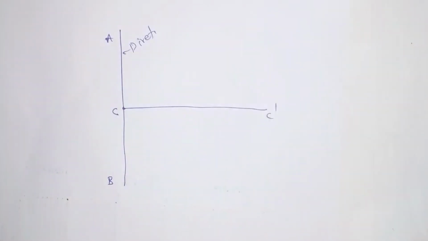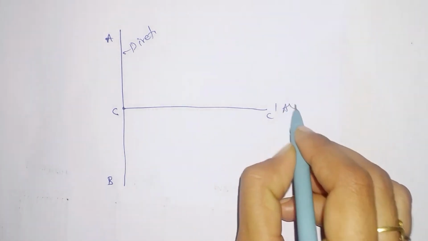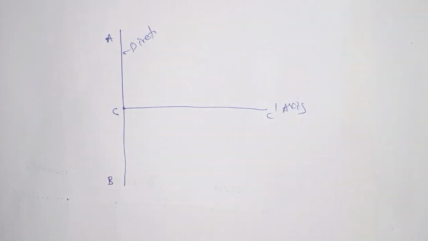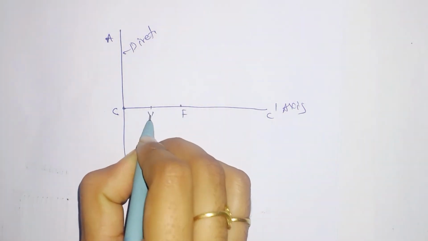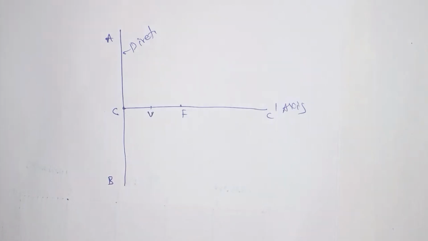On the directrix, mark any point, that is point C. From C you have to draw a perpendicular to the directrix, that is the axis. On the axis, mark a focus F, which is a fixed point, and V is the vertex. We have to define the conic sections, the ellipse, parabola or hyperbola. V is the vertex.